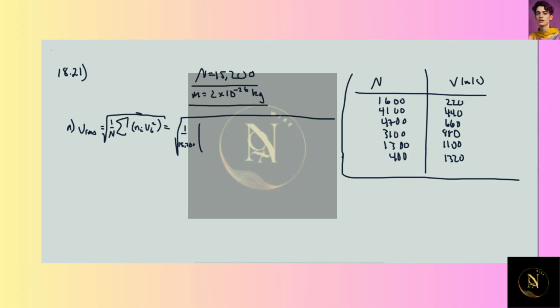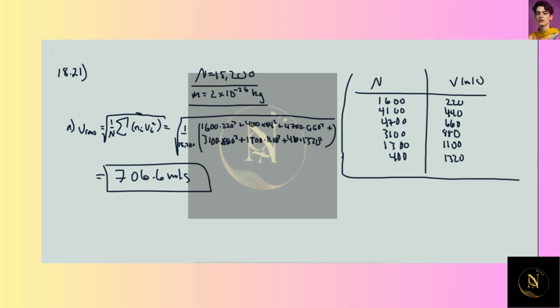With N equal to 15,200, this is 1,600 times 220 squared plus 4,100 times 440 squared plus 4,700 times 660 squared plus 3,100 times 880 squared plus 1,300 times 1,100 squared plus 400 times 1,320 squared. Plug all of that in and take the square root, and we should see that this comes out to being 706.6 meters per second. We can approximate this to 710 for the future here.